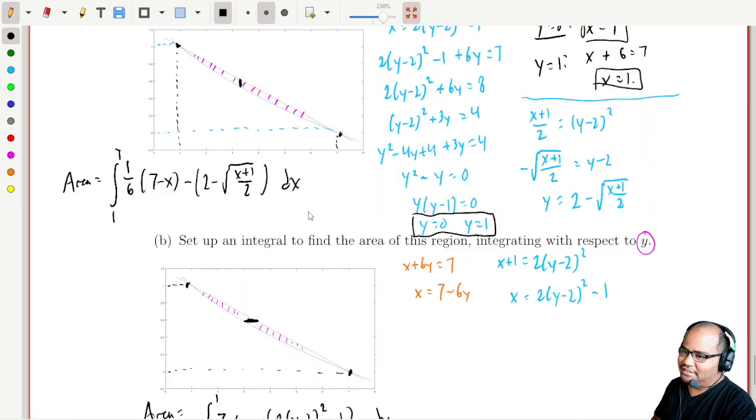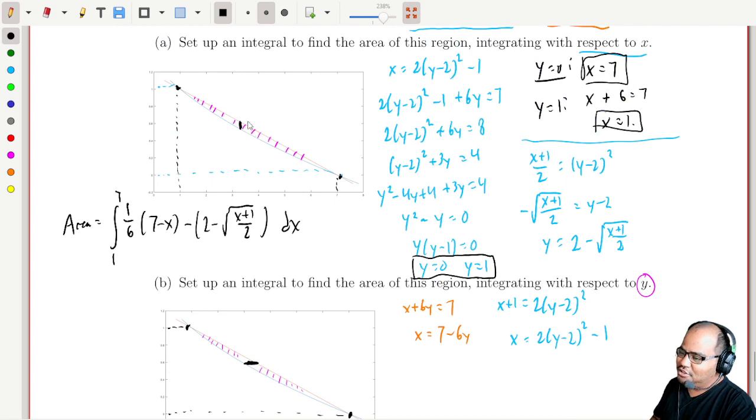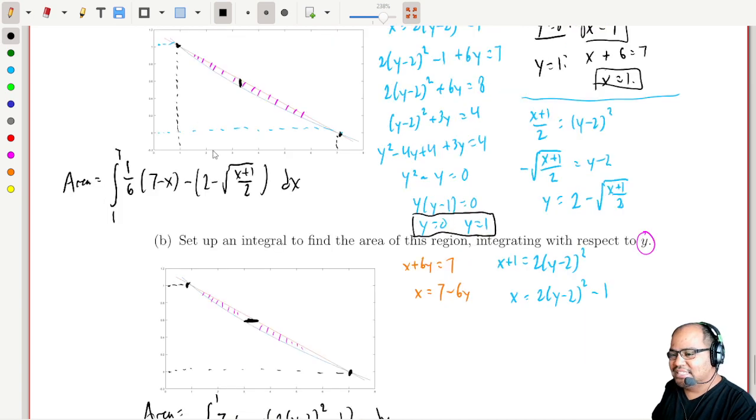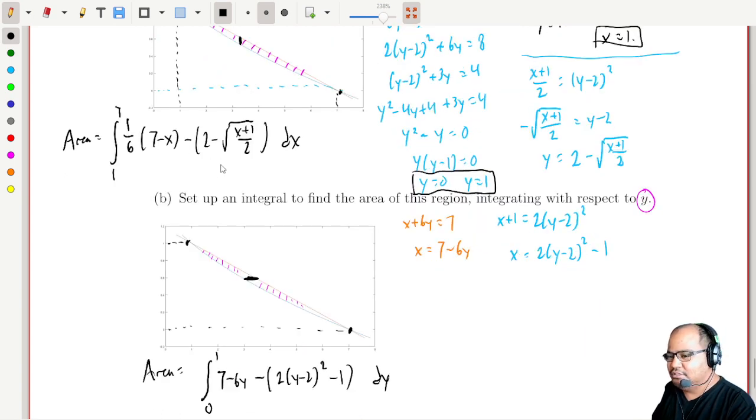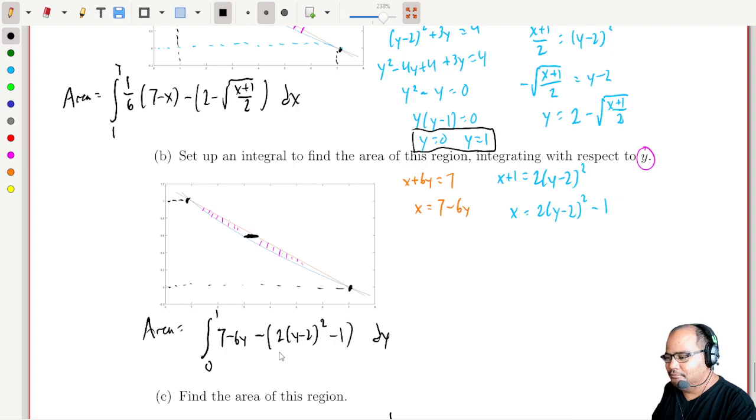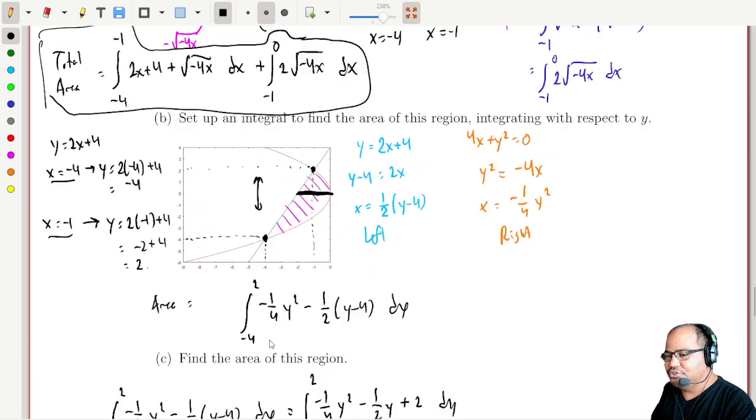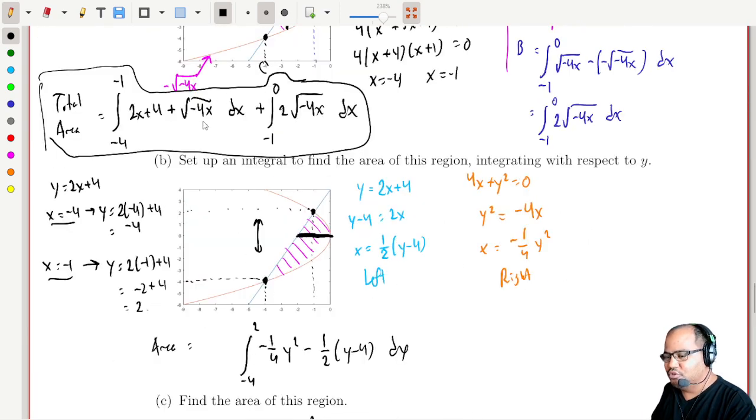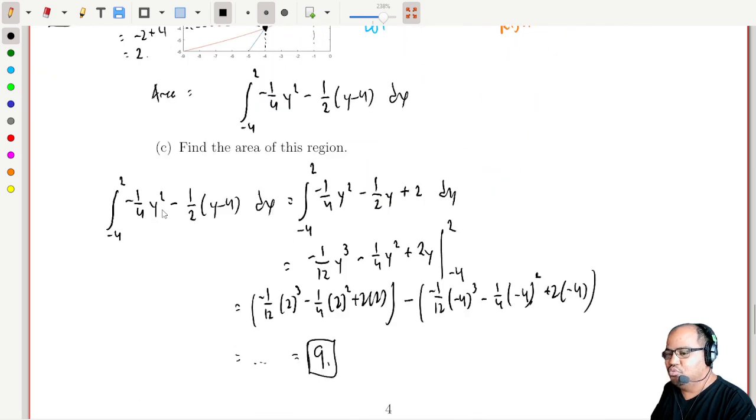So the moral of the story is, depending on how your region looks, you may want to change the order of integration. We learned that in Calculus 3. You'll want to change the order of integration to integrate in the other variable to give yourself a simpler looking problem. You have to do a little bit of work in inverting the function, but it's at the cost of going from an integral that may look nasty to something that looks a little cleaner, or even better, reducing two integrals over two different intervals into one integral.